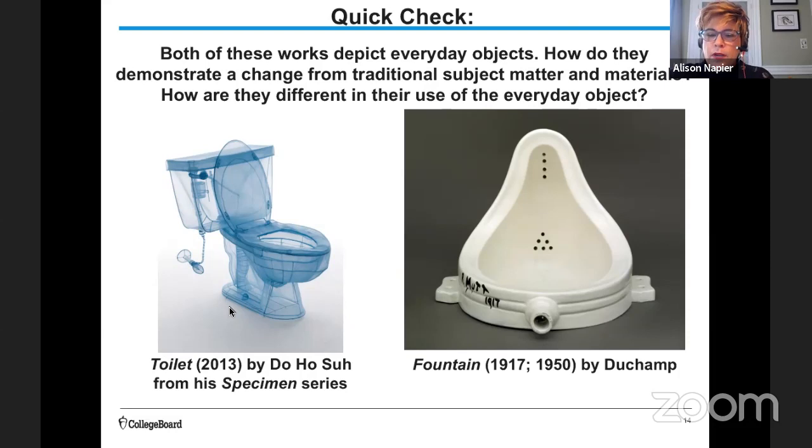So what I show you now is a tale of two toilets, as I call it. Take a minute and think about both of these works. They're everyday objects. How do they demonstrate a change from the traditional subject matter and materials of art, up to the points at which they are created? Why are we making toilets is the question, and how are they different in their use of the everyday object? So take a few minutes and then I'll touch base.